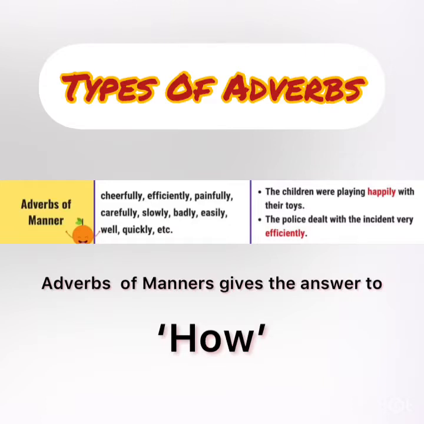So, the children were playing happily. See the second one? The police dealt with the incident very efficiently. The police dealt with the incident. The पुलिस ने इंसिडेंट वाकये के साथ बहुत ही एफिशिएंटली डील किया. So कैसे डील किया? How? It is giving the answer of how. कैसे डील किया? Efficiently डील किया. Right? See the next one, adverbs of time.